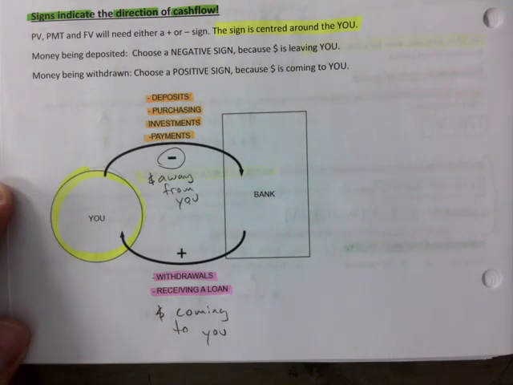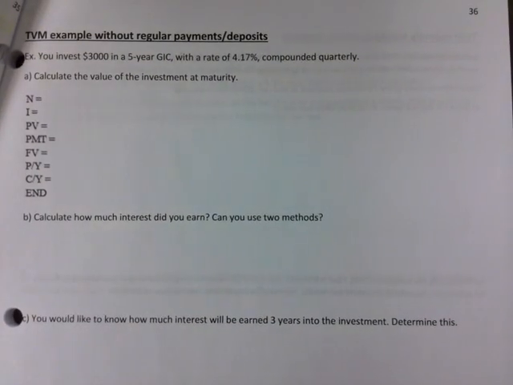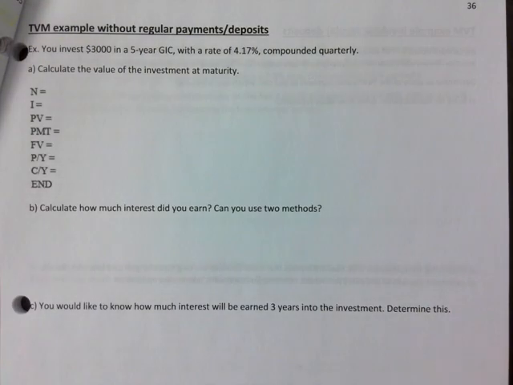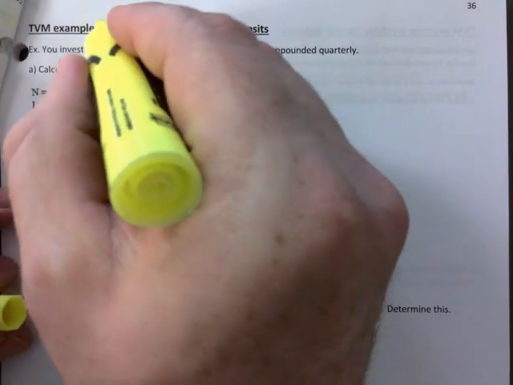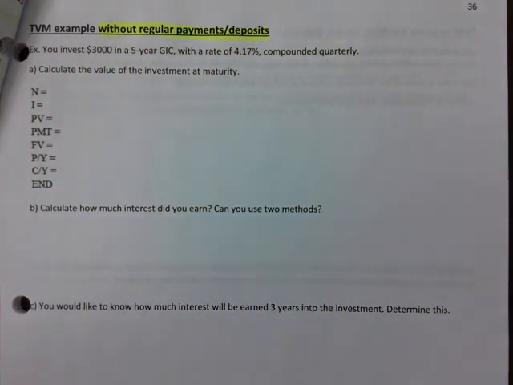Okay, let's keep going. Number 36. Let's put it to the test here. Let's see if we can start using it and it slowly starts making a bit more sense, because it's going to take a while. It's going to take a couple of days for you to wrap your head around it. Just so you know, this one is an example without regular payments or deposits. Right off the bat, that's the difference between this example and the one we're doing after.